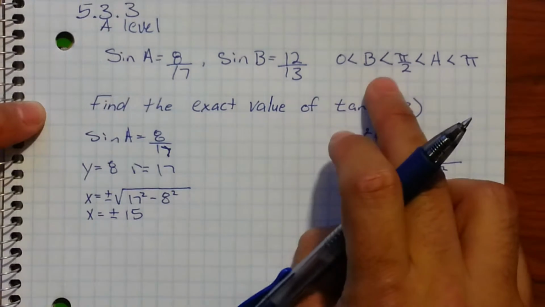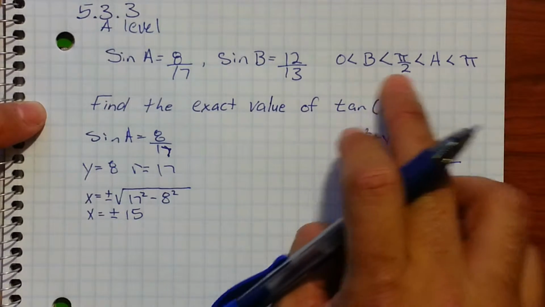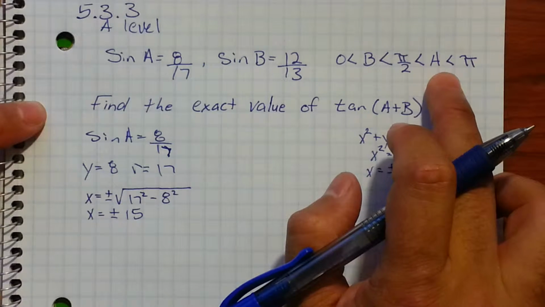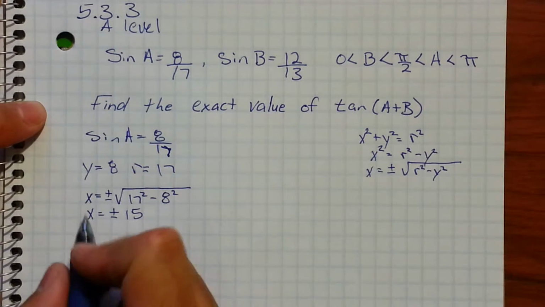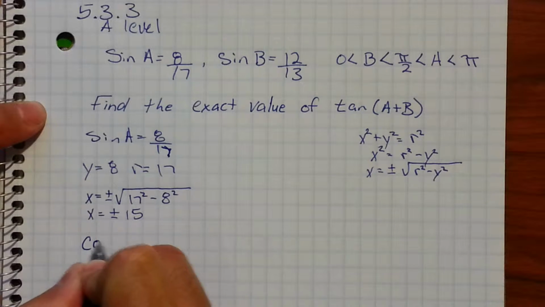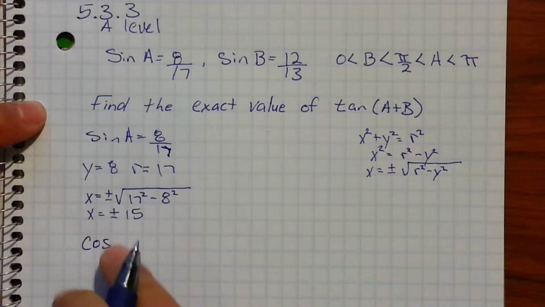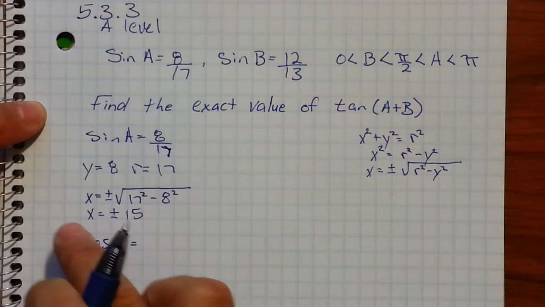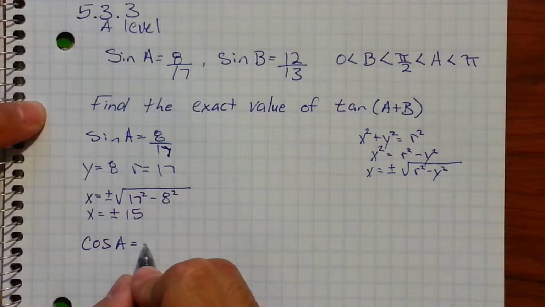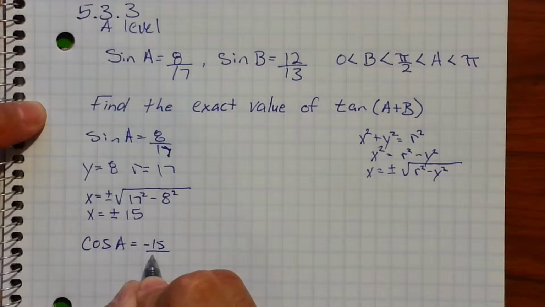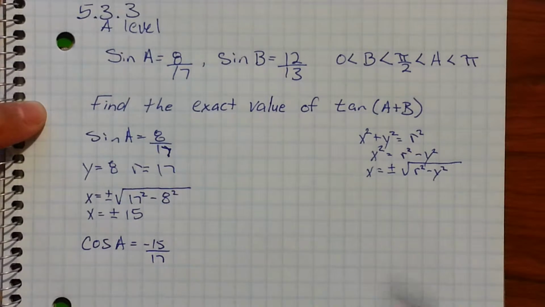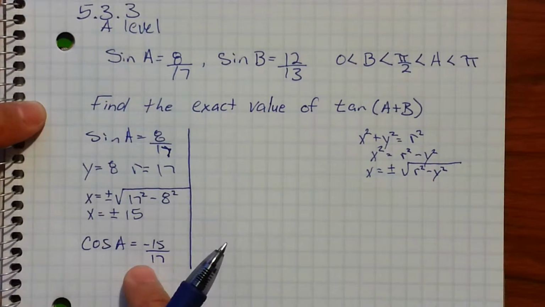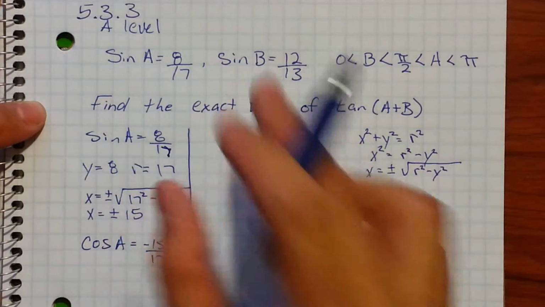Now, I know from this right here it says that A is going to be in quadrant 2. I know in quadrant 2 cosine is negative. So cosine A right here, cosine is x over r, so it's negative 15 over 17. So I have the sine and I have the cosine for A. Now we have to do the same thing for B.